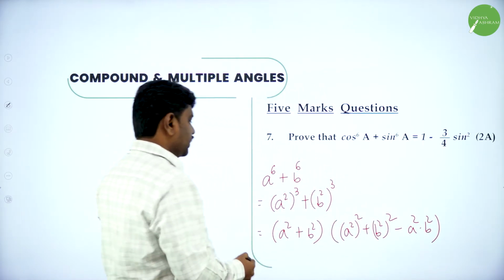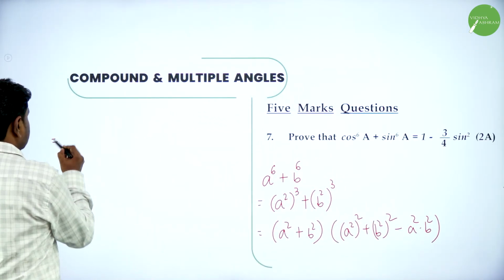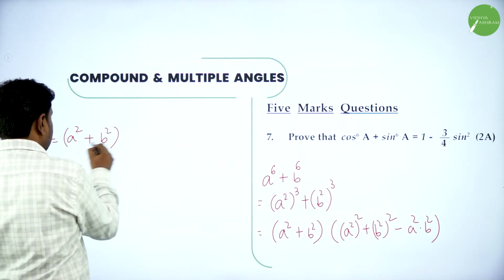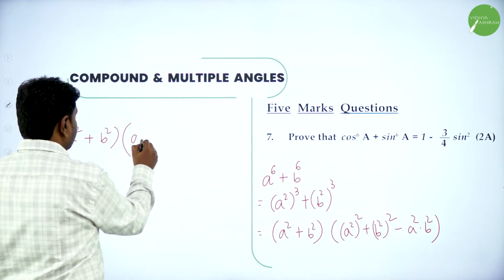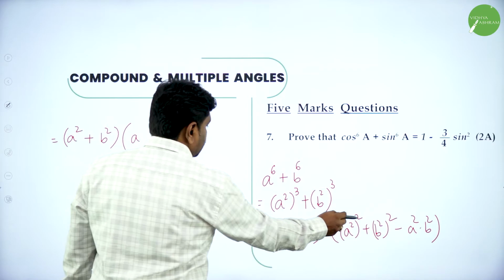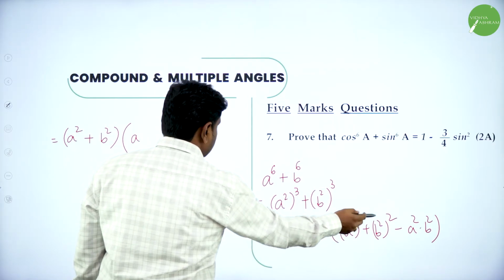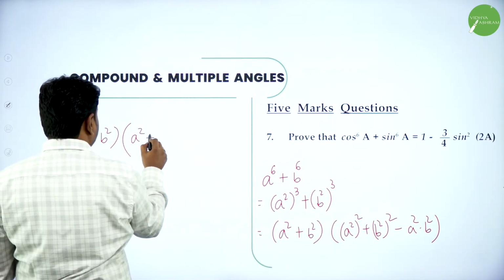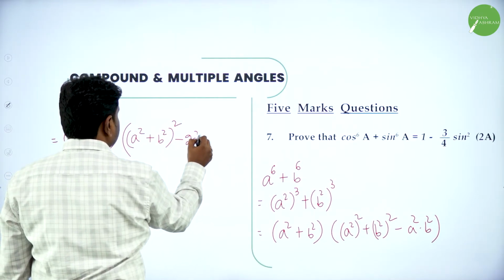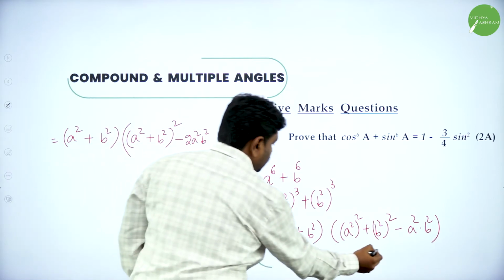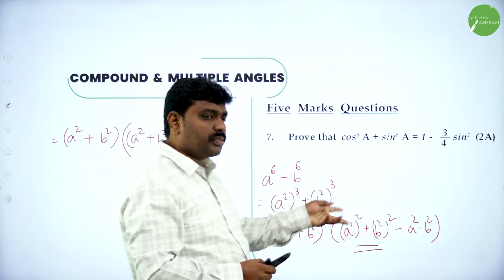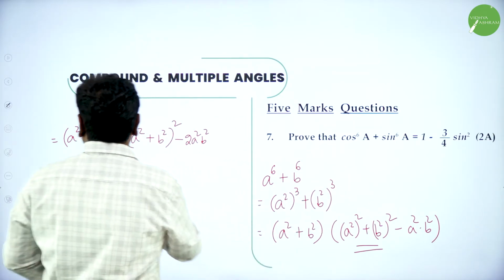a square whole square plus b square whole square minus a square b square. I'm simplifying the identities. So now that is equal to a square plus b square outside, and internally a power 4, a square whole square plus b square whole square. I can write it as (a square plus b square) the whole square minus 2a square b square. I'm writing only this term: a square plus b square can be written as (a plus b) the whole square minus 4ab. Minus what? 4ab.